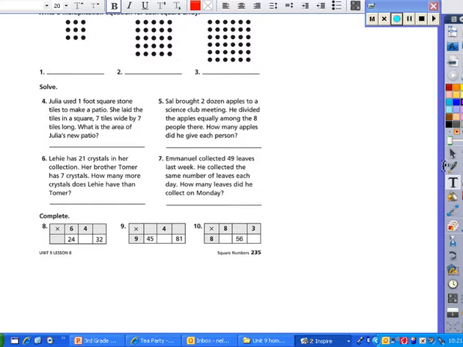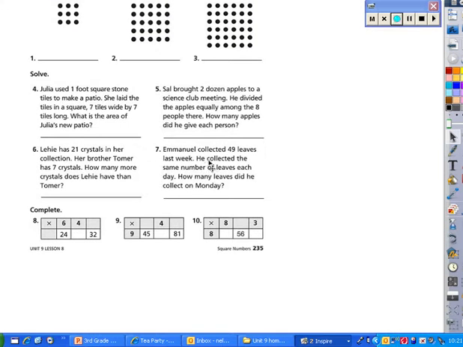Emmanuel collected 49 leaves last week. He collected the same number of leaves each day. How many leaves did he collect on Monday? Okay, well, let's back up and reread. Emmanuel collected 49 leaves last week. He collected the same number of leaves each day. How many leaves did he collect on Monday?